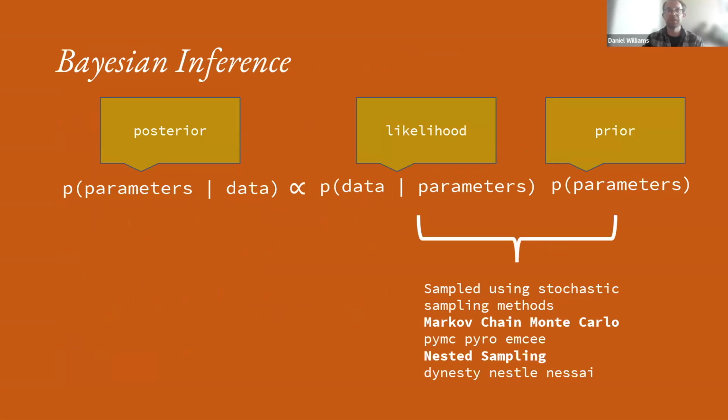Popular implementations of this include PyMC, Pyro, and emcee. So in this case, all three of those are Python packages which allow us to do Markov chain Monte Carlo explorations of this likelihood, of this posterior probability distribution.